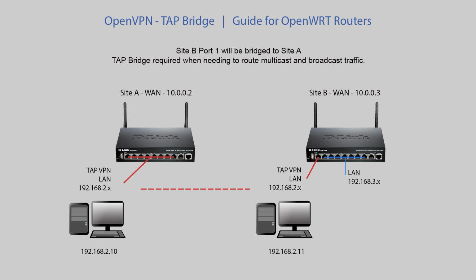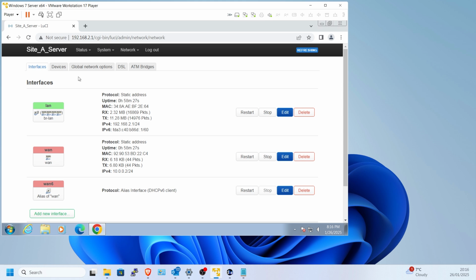This guide is to create an OpenVPN tap bridge between two routers. The server's LAN will be on the 2 range. The example will bridge port 1 on the client to the server. The rest of the client will be on the 3 range. The top left will show the server's router and bottom right will display the clients.